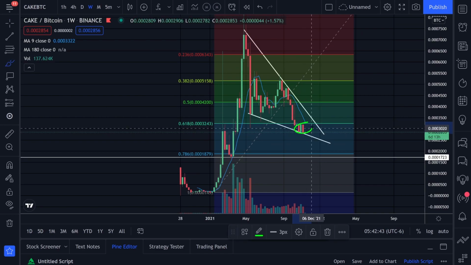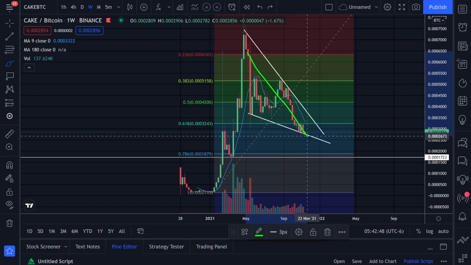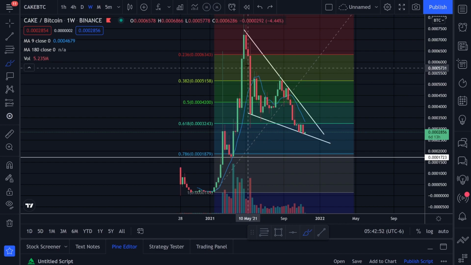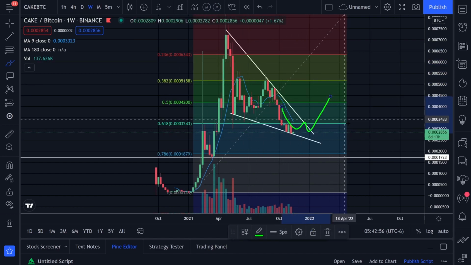We're right below the 61% level. In general, this is a pretty good area. We've already retraced down pretty far. So what I'm thinking is, let's see if we can break this trend line going to the upside.